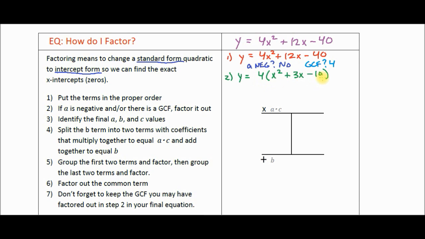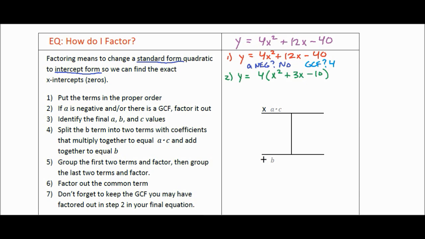And once you do that, class, the best thing to do is go back and check your work. Recombine these and see if we get back to the original. 4 times x squared is 4x squared, boom. 4 times 3x is 12x, boom. 4 times -10 is -40, boom. So we know we have done it correctly. That is step number 2.